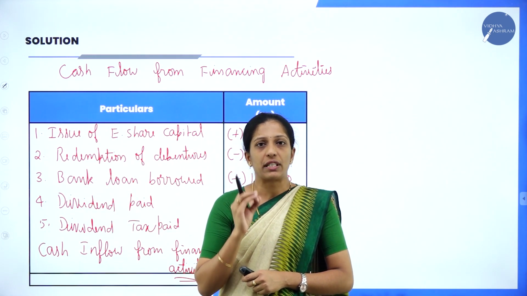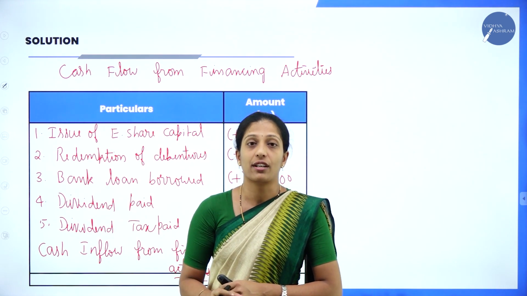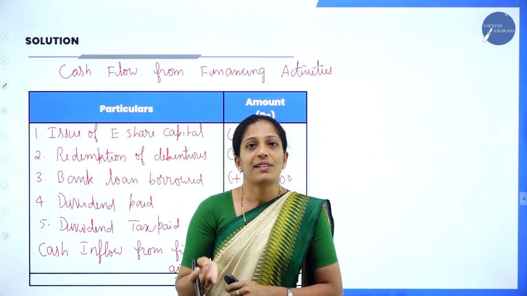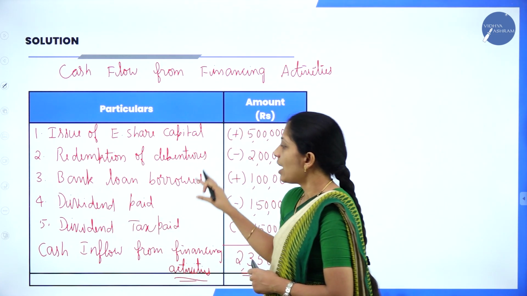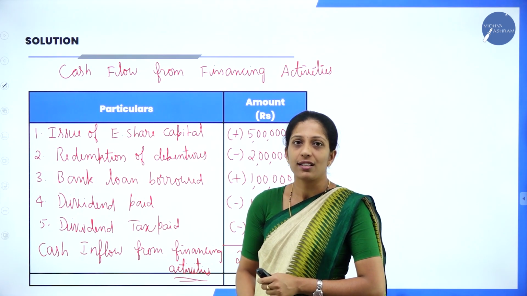So as I told you, definitely you will get a 6 marks problem under your section C. So most of the time they have asked you problem on operating activities as well as financing activities. Very easy problem to score your 6 marks.